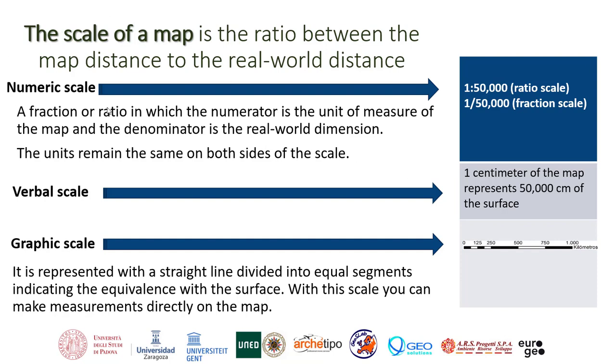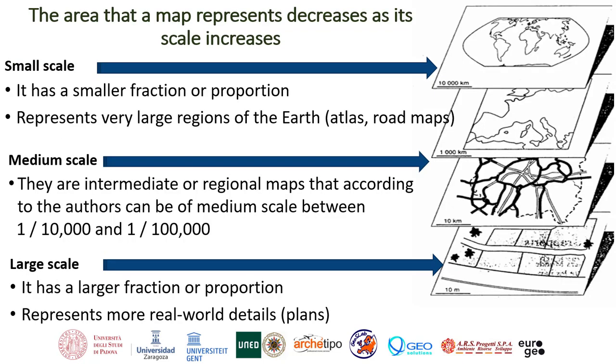It can be expressed in several ways. The numerical scale is a fraction or ratio. The numerator is the unit of measure of the map. Then there are the verbal scale and the graphical scale, the last one represented with a line.